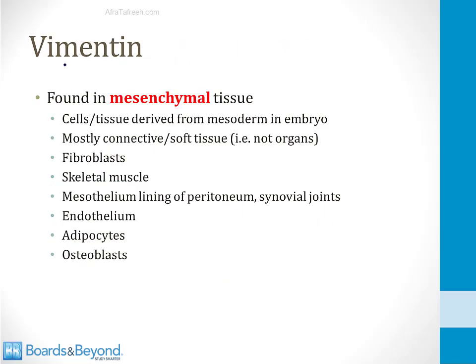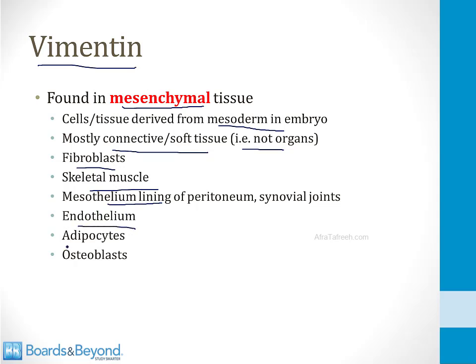Let's begin by discussing the intermediate filament vimentin. Vimentin is found in mesenchymal tissue. Mesenchymal tissue means cells or tissues derived from the mesoderm in the embryo. This includes most of our connective and soft tissue in the body, in other words, structures that are not organs. So, for example, fibroblasts are part of mesenchymal tissue. So is skeletal muscle, so is the mesothelium lining of the peritoneum and synovial joints. In addition, mesenchymal tissue includes endothelium and adipocytes and osteoblasts.